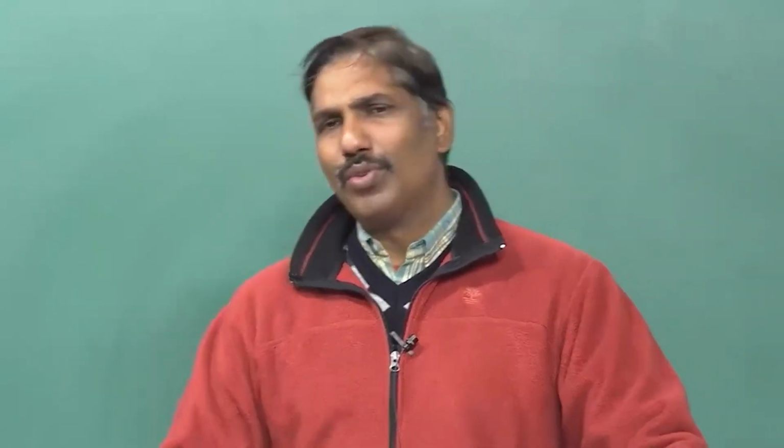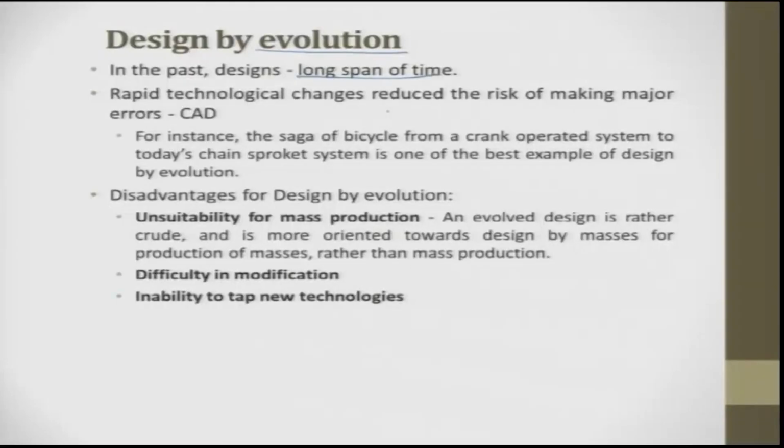For example, CAD software was never used. CAD software can give you new models, new designs, and new visualization in no time, which was not thought of in design by evolution. The major disadvantage of this evolution is unsuitability for mass production. Look at it here. An evolved design is rather crude and is more oriented towards design by masses. People try to design their own solution for production of masses rather than mass production.